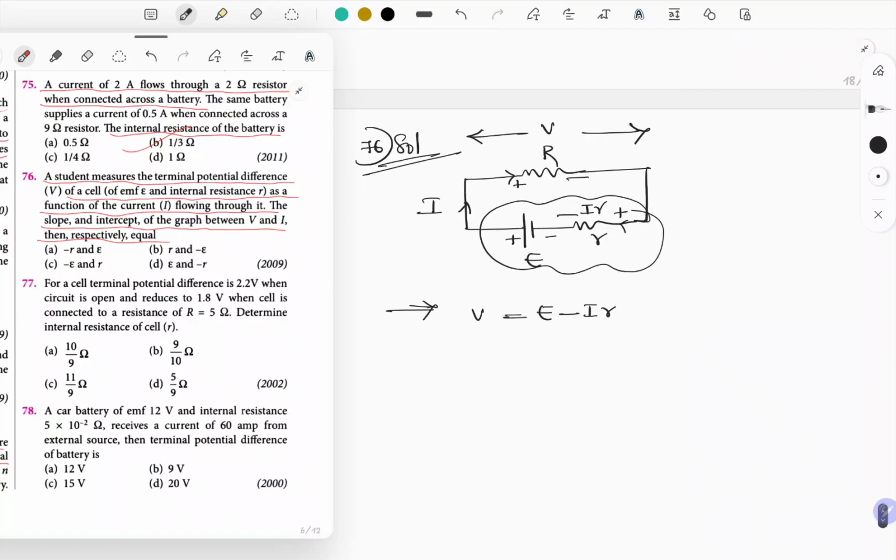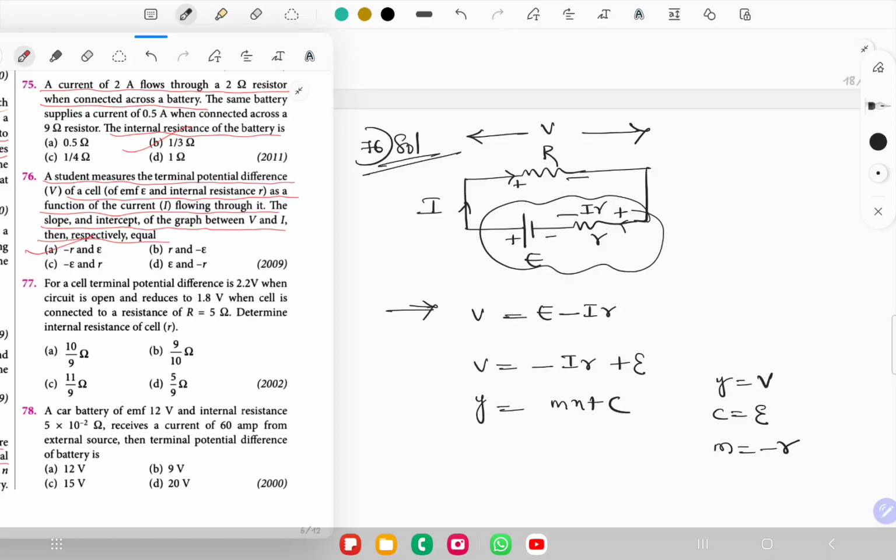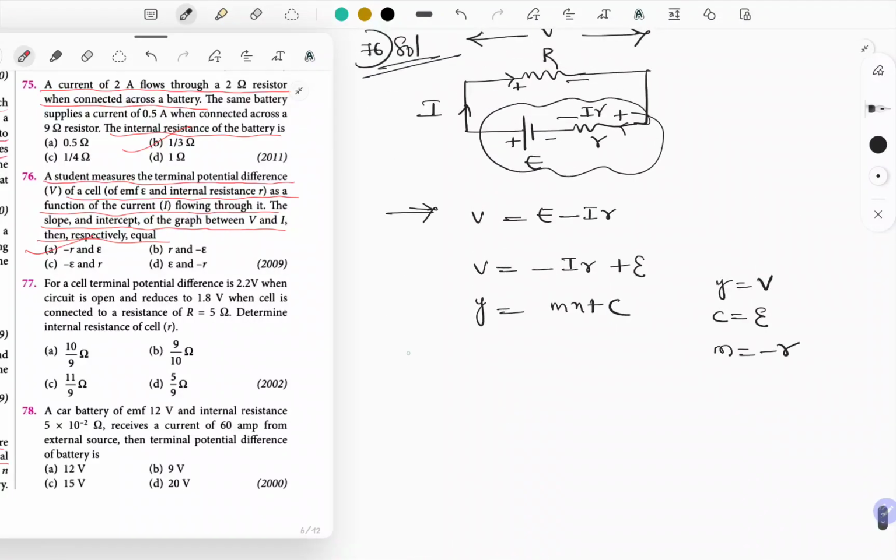They're asking for the graph. Now if you observe here, V is equal to minus IR plus E. So EMF is represented here as E. Just compare it with y is equal to mx plus c, where y is equal to V, c is E, m is minus R. So in this case, slope is minus R, intercept is E. For 76, option A is correct. Okay, let's move on to the next question.